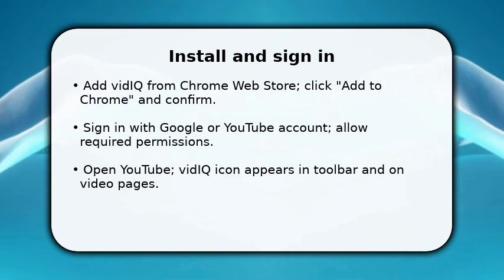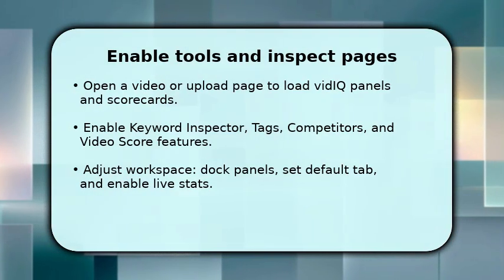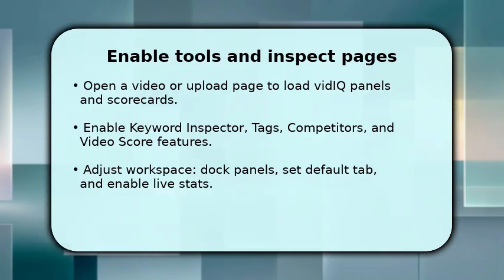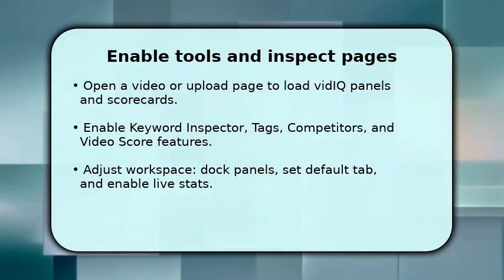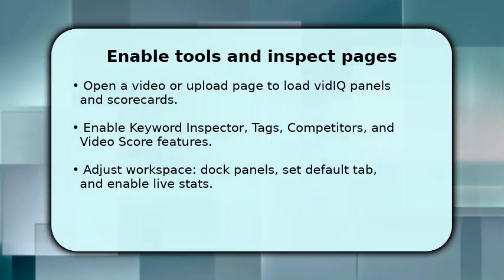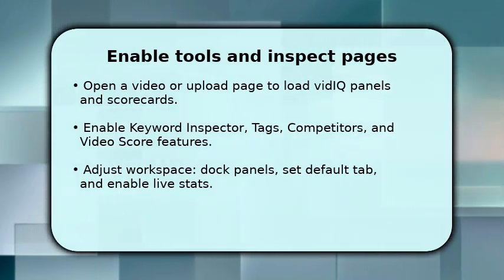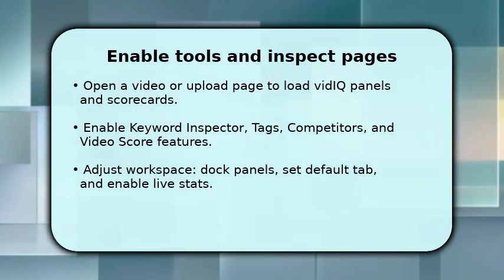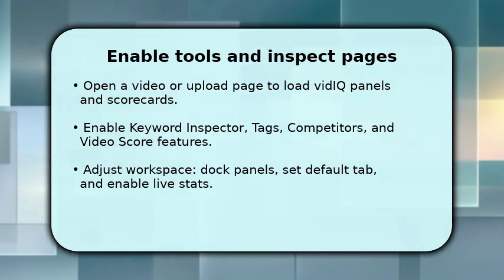Now you enable and use the core tools to analyze content. Open a video or the upload screen so Vidiq panels appear. Enable Keyword Inspector and tag suggestions to see search volume and competition. Once enabled, inspect the video score and competitors' views to understand what's working in your niche.